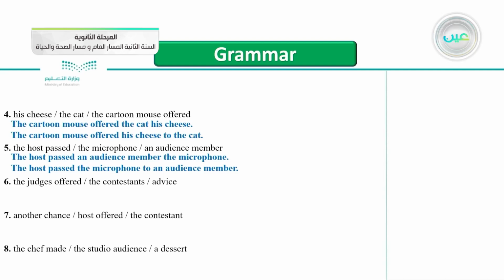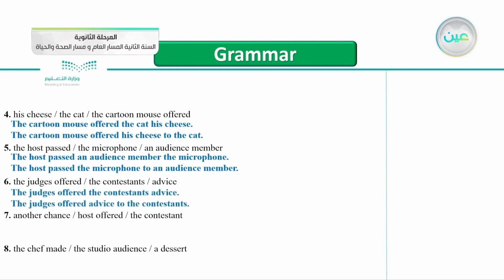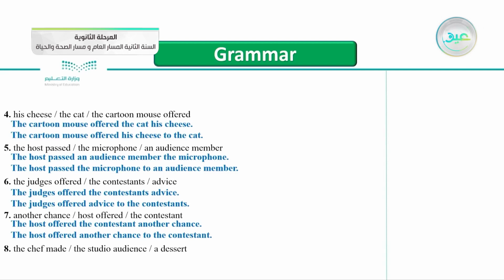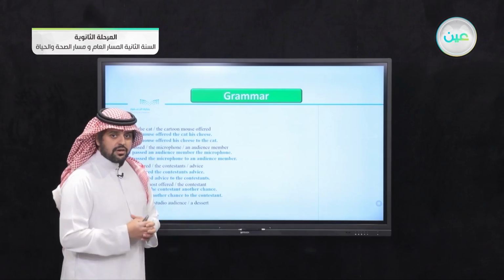What about number 6? The judges offered the contestants advice. This is an easy one. Very good. The judges offered the contestant advice. The judges offered advice to the contestants. Another chance, host offered the contestant. This is number 7. Very good. The host offered the contestant another chance. The host offered another chance to the contestant. It's similar to number 6. Number 8, the chef made the studio audience a dessert. The chef made the studio audience a dessert.